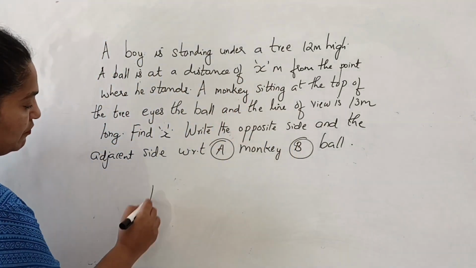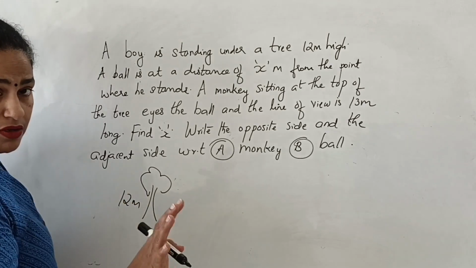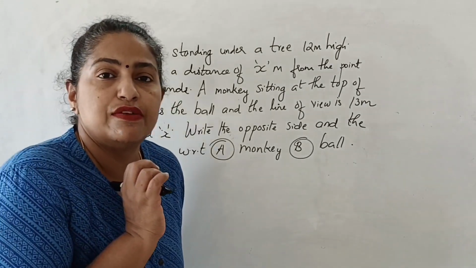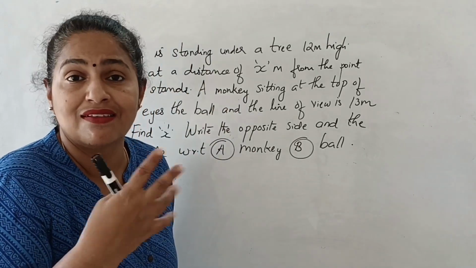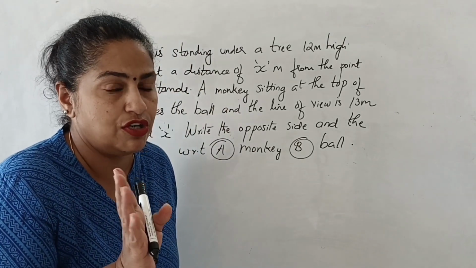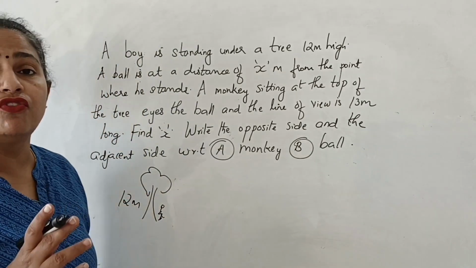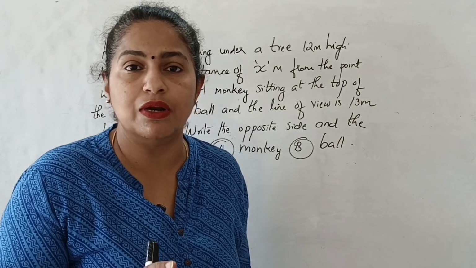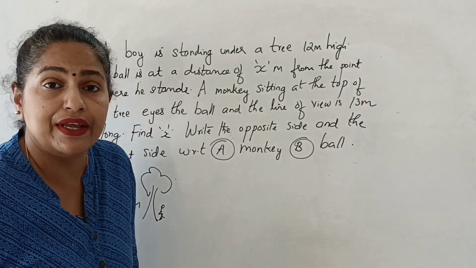So what do we have? We have a tree, very easy to understand. It is 12 meters high. A tree, unless specifically mentioned, stands straight. Do not assume any angle to the tree, that it is slanting or anything, unless something is mentioned to you. Now a boy is standing here. Height of the boy is not mentioned, which means it is negligible. So we consider the boy as a point when we are transforming it into a mathematical diagram.